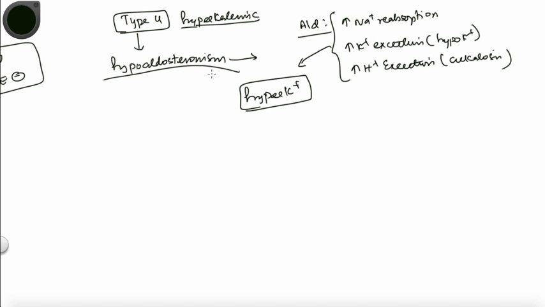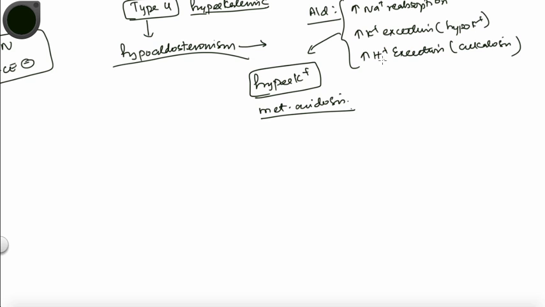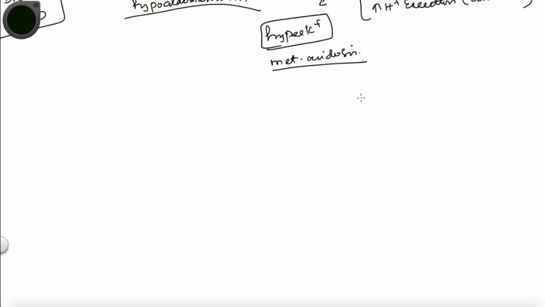So hypoaldosteronism is the most important reason for type 4 renal tubular acidosis, and it causes hyperkalemia as well as metabolic acidosis due to retention of H plus ions. This is in a crude way. There are a lot of other ammoniagenesis-related hypotheses as well, which can result in metabolic acidosis, but that's beyond the scope of the video. Hence remember that type 4 or hyperkalemic metabolic acidosis, or type 4 renal tubular acidosis, is due to hypoaldosteronism.